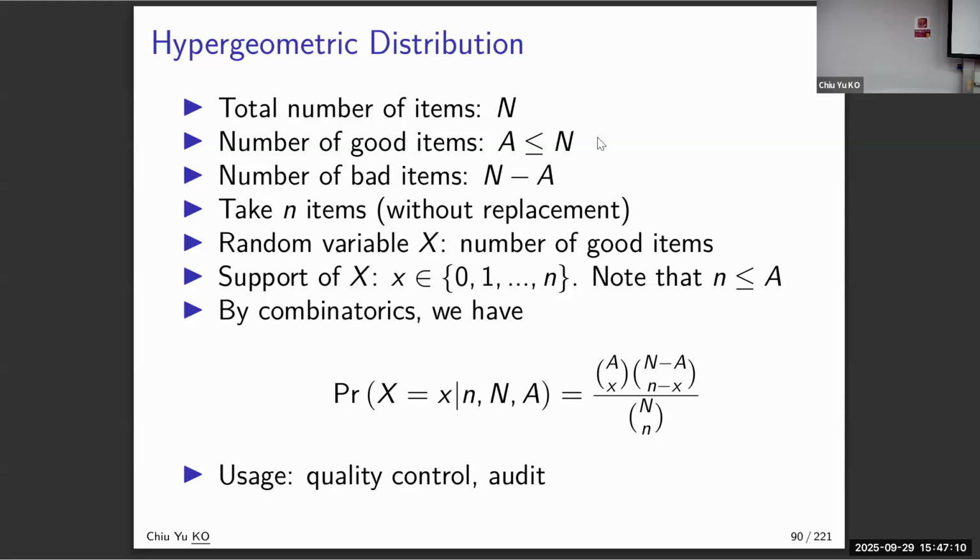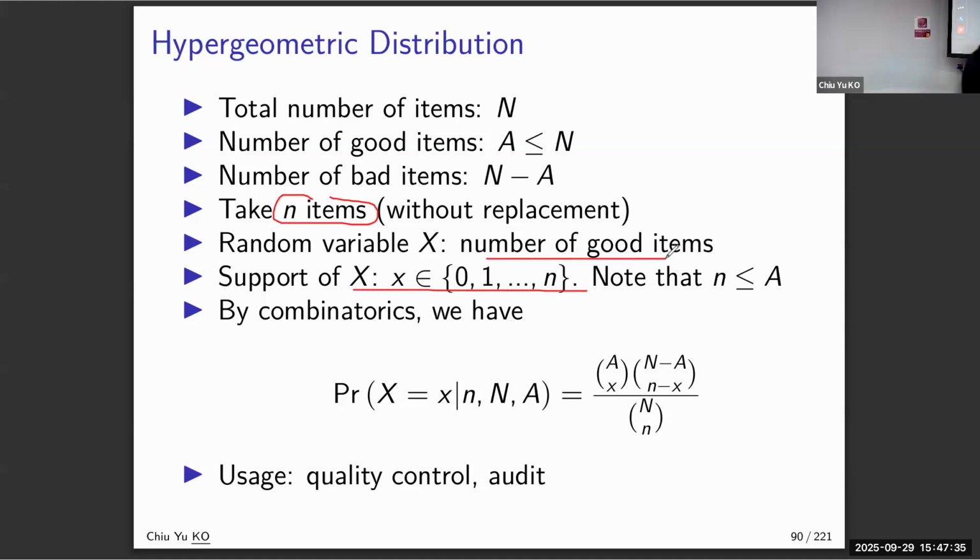So you only take a small number n of items. And because you take the item, it's without replacement. Because you take it out, you can't put it back. You just destroy it. Or once you take it out, you remember what you took out. Then you're asking how many items are good. This is X, the number of good items, right?